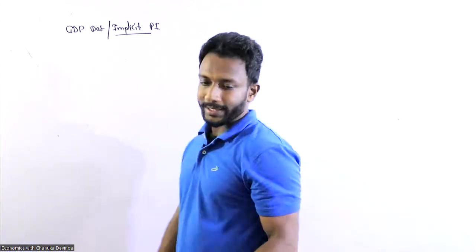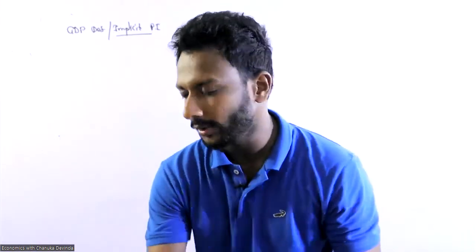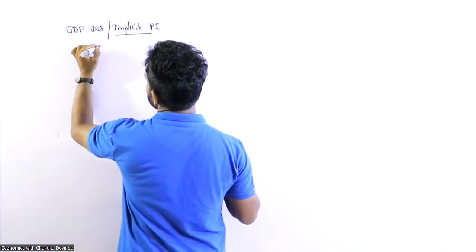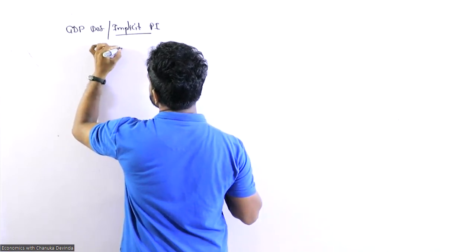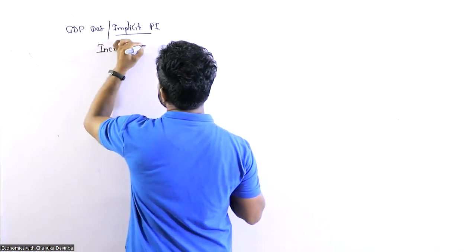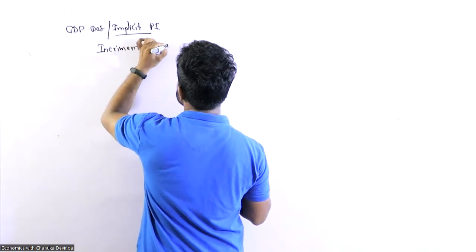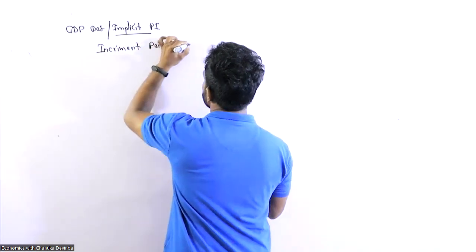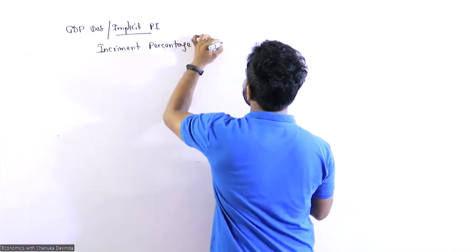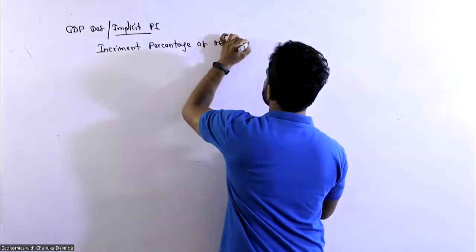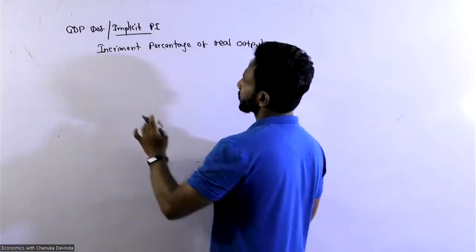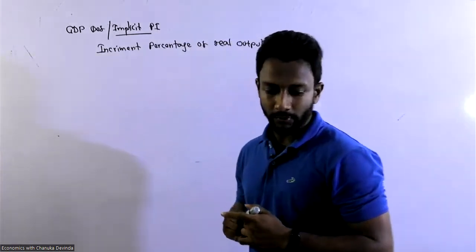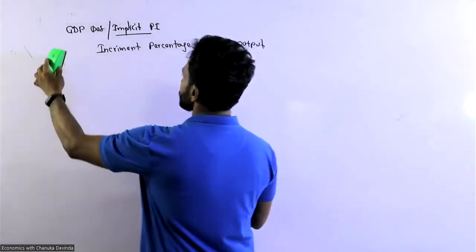Simply, it is called the increment percentage of real output. Is what? Economic growth, not the GDP deflator. We have to erase the previous subtopic.